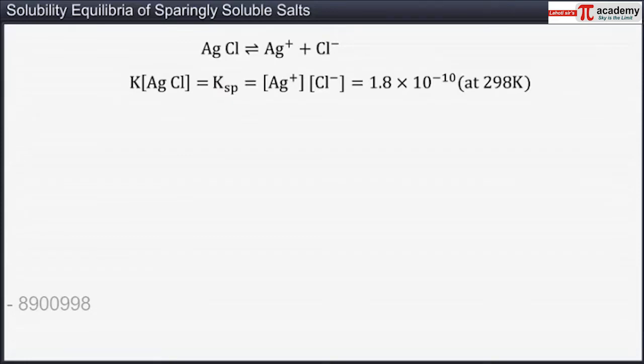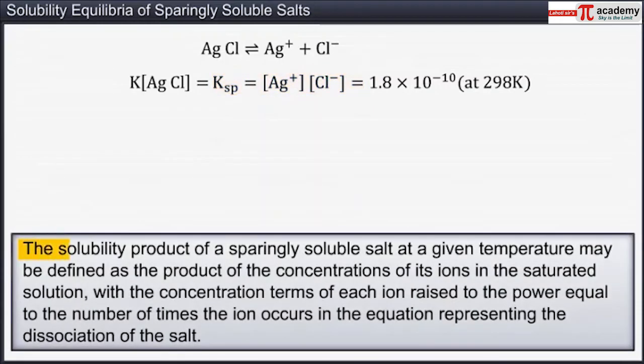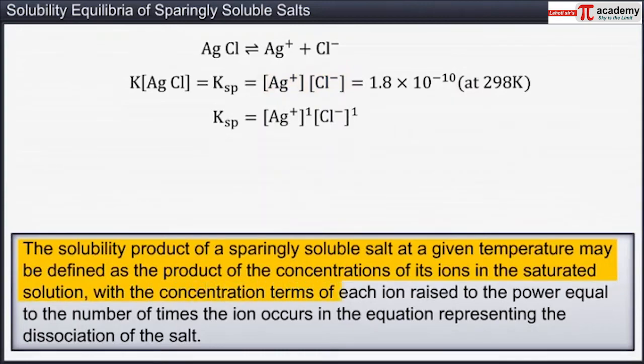This means that in a saturated solution of silver chloride, the product of the concentration of silver ions and chloride ions is equal to the solubility product Ksp of silver chloride. The solubility product of a sparingly soluble salt at a given temperature may be defined as the product of the concentrations of its ions in the saturated solution, with the concentration terms of each ion raised to the power equal to the number of times the ion occurs in the equation representing the dissociation of the salt.